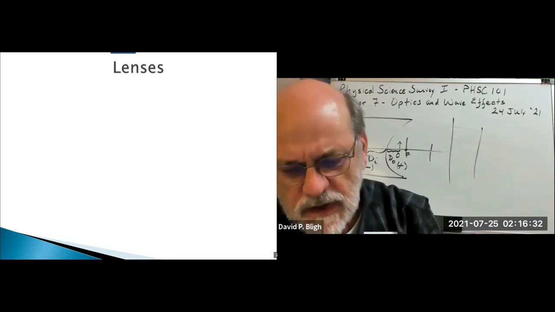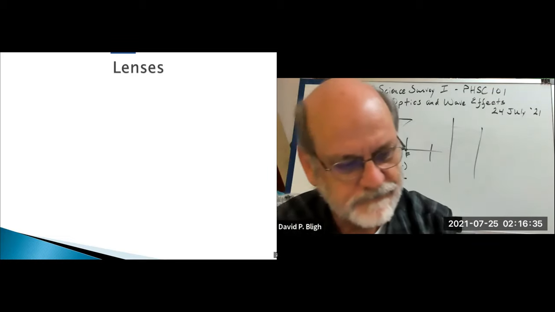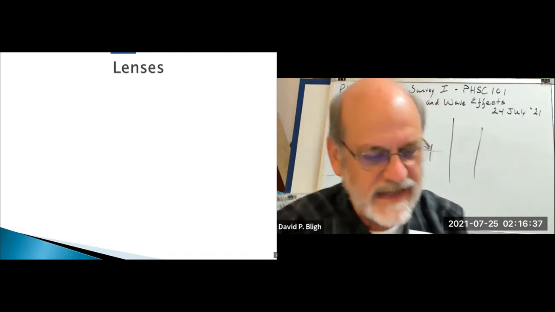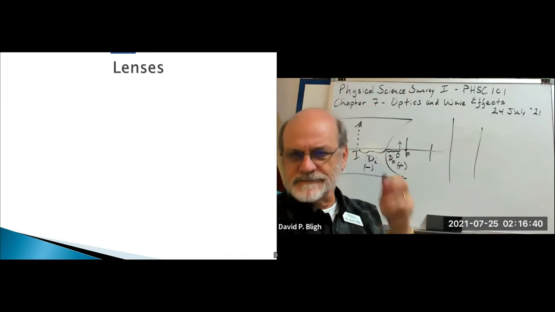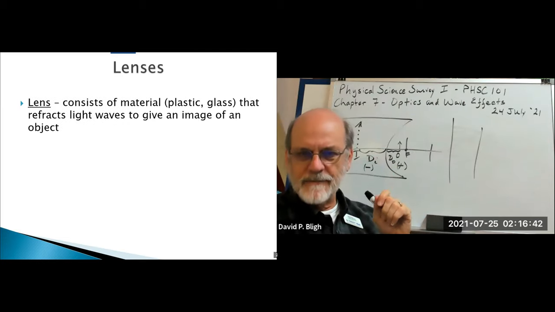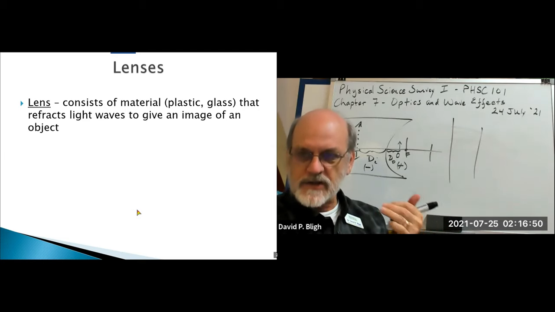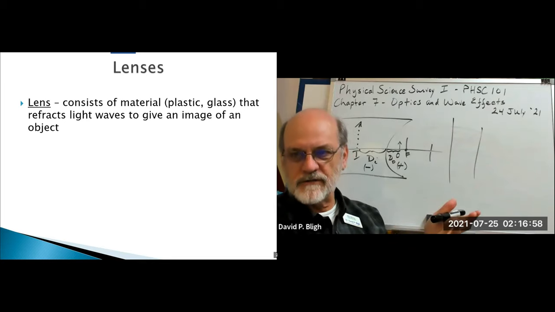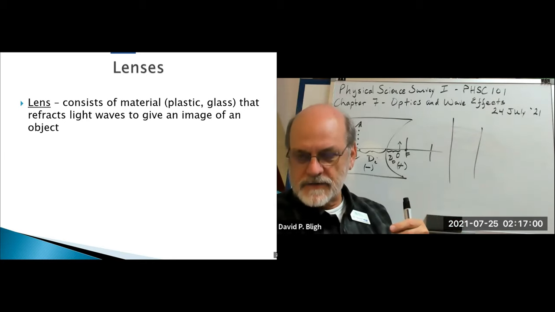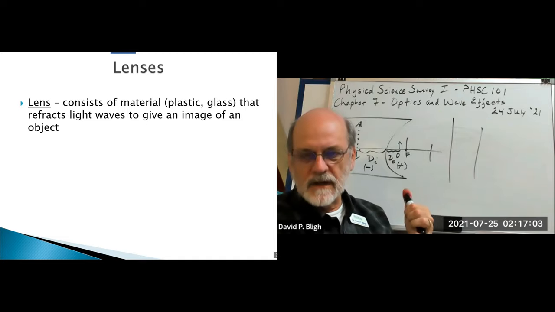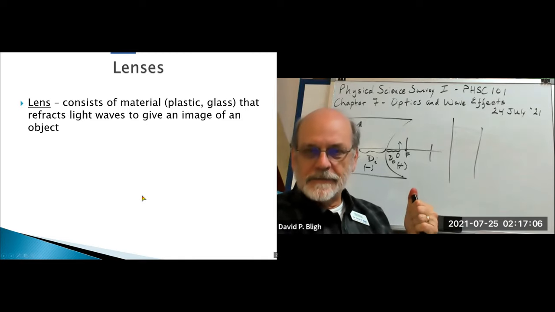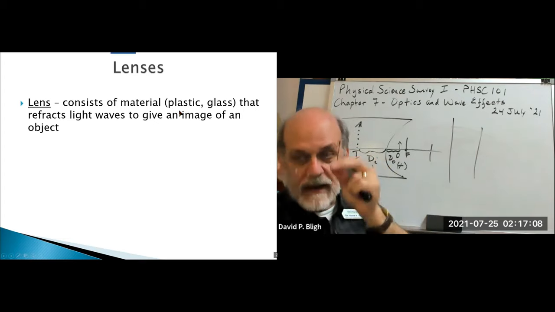So now let's switch to lenses. How do we deal with lenses? Well, let's get an idea of what a lens is. A lens can be made of any transparent material as long as the index of refraction of the lens is greater than the index of refraction of the air. Most of them aren't used in vacuums. It can be made of plastic, like my glasses.